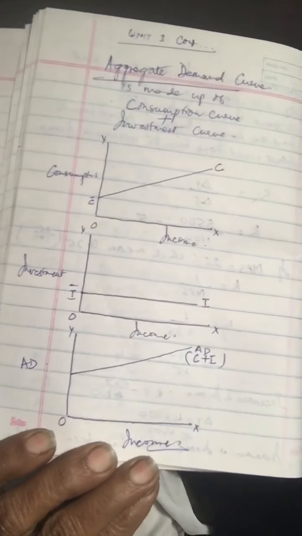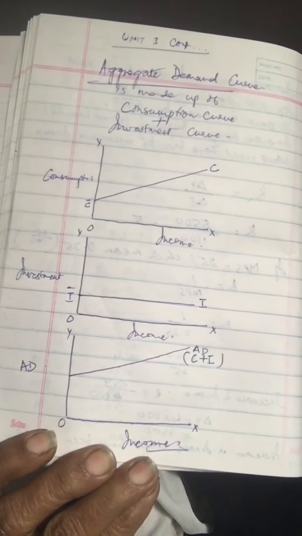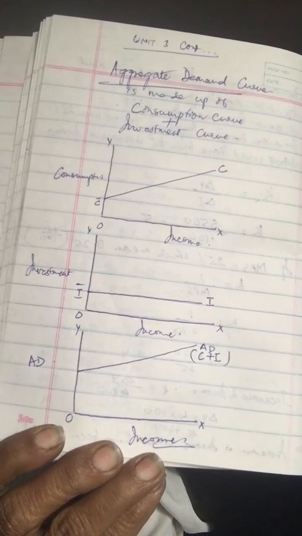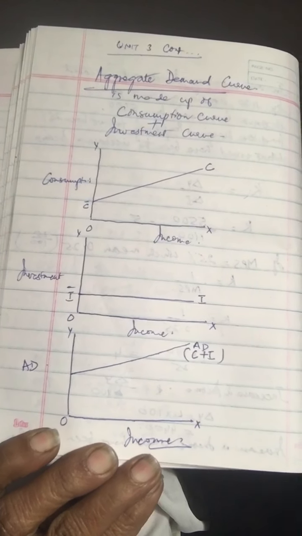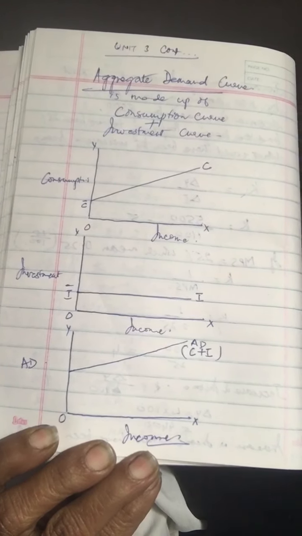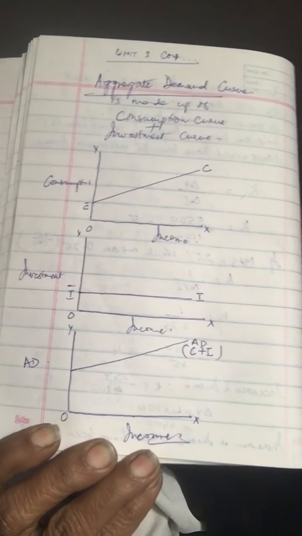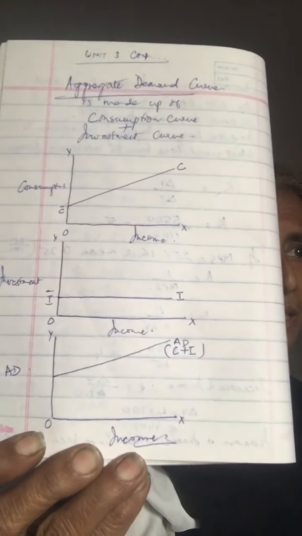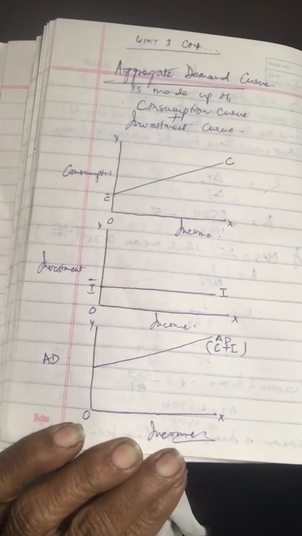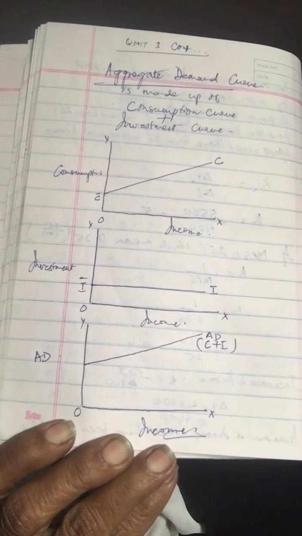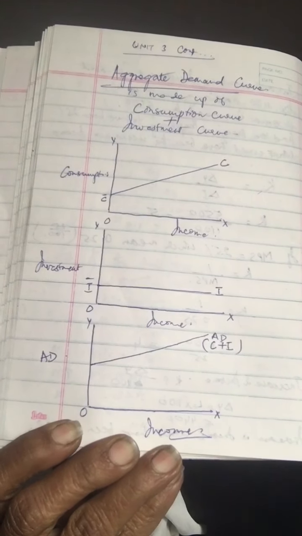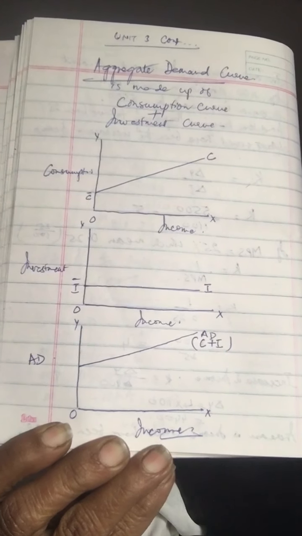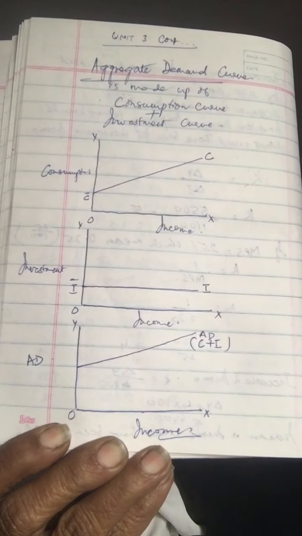So I want you to just have a look first at these diagrams. In the first diagram, you see that the consumption curve starts with the autonomous consumption. That means that at zero level of income, there is consumption. Mankind cannot live without consuming. So consumption is there even at zero level of income. And then as the income increases, your consumption increases. And of course, we all talked about saving, etc. But here, aggregate demand is C plus I.